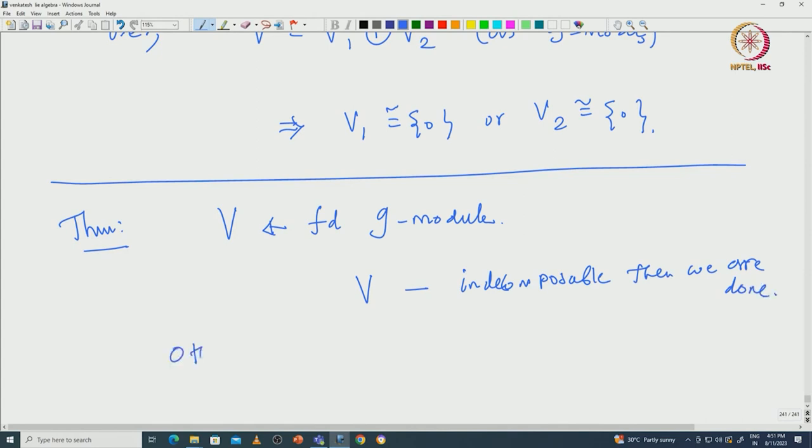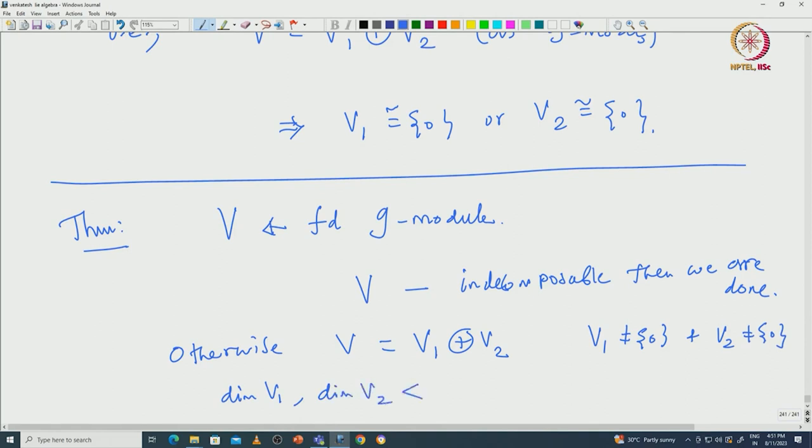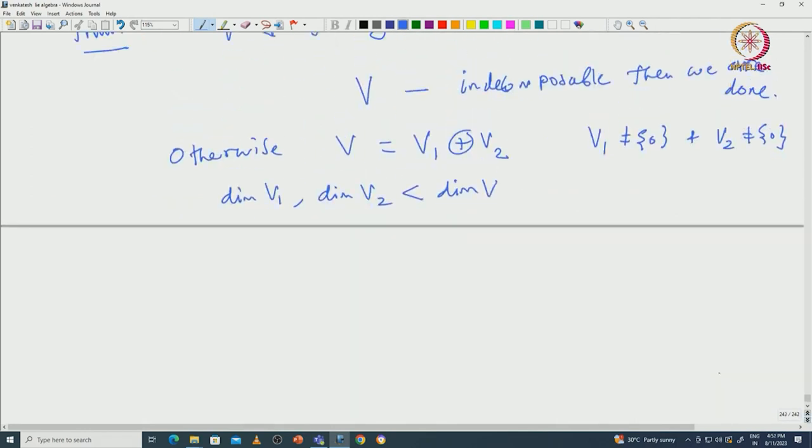Otherwise, what will happen? V has to be written as V1 direct sum V2, because V is decomposable, with V1 being non-zero and V2 being non-zero. So, the dimension of V1 and the dimension of V2 are both smaller than the dimension of V. Using induction, we can write V1 as a direct sum of indecomposable modules, and V2 as a direct sum of indecomposable modules. So, V can be written as a direct sum of indecomposable modules.